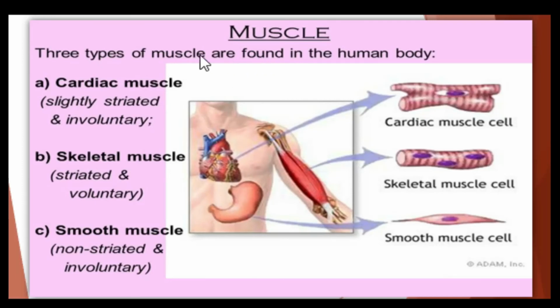Now, this is a sample diagram of the muscles. Three types of muscles are found in the human body. The cardiac muscle, the skeletal muscle, and the smooth muscle.